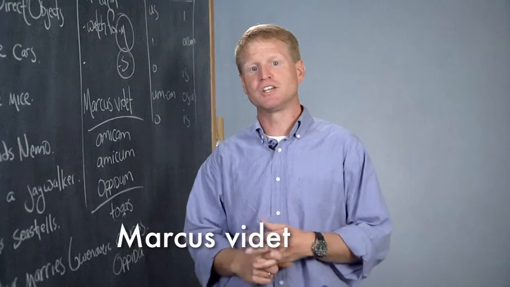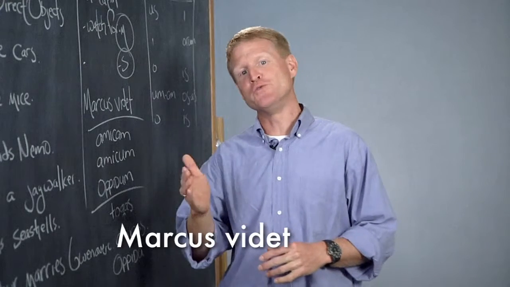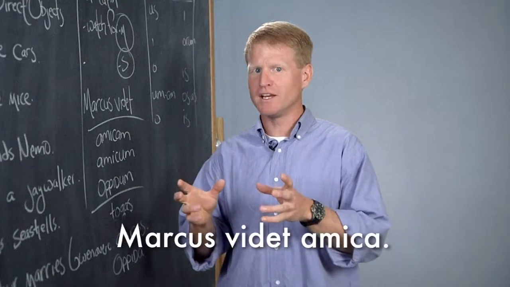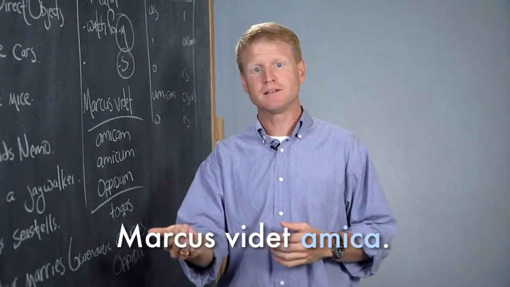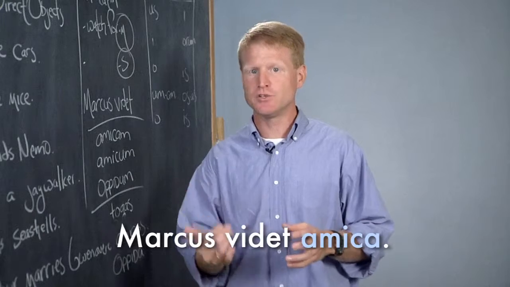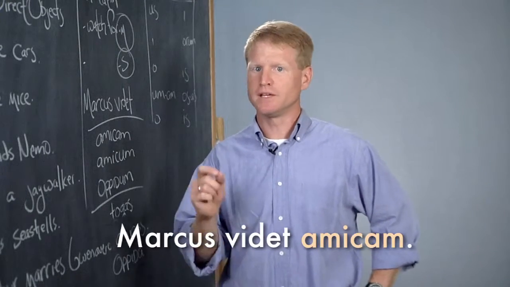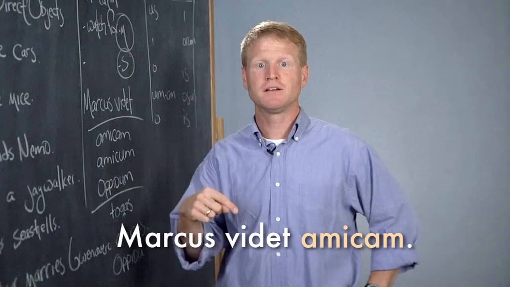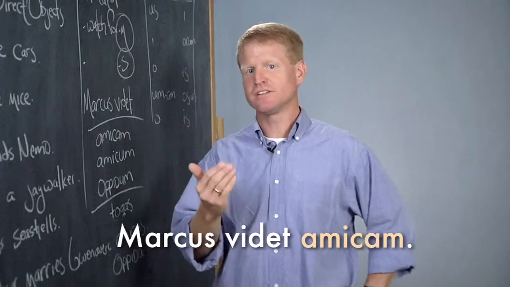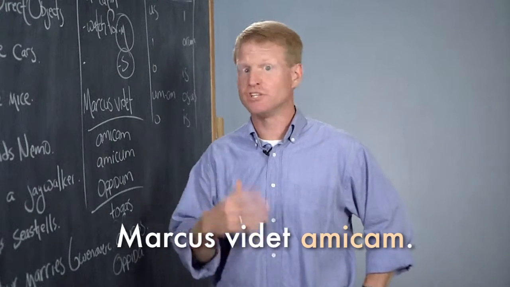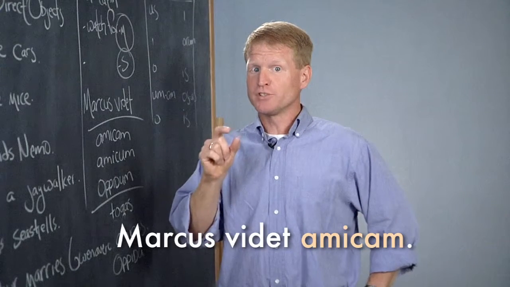So let's say Marcus sees his girlfriend. Anyway, Marcus videt. We can't say amica anymore because amica is nominative. We have to put amica, since she's now the direct object, into the accusative case. So, Marcus videt amicam. Hear the M at the end? Or see the M at the end? Marcus videt amicam. There's an ending change. It's called a termination change, an ending change, inflection. Remember we talked about that. Yeah, you gotta watch for those final letters.